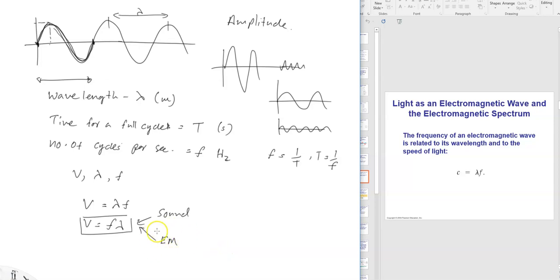Now, because we have another standard where we use the letter C for speed, we can modify this just for electromagnetic radiation. We can say C equals f lambda, right? Remember, C is in meters per second, f is in hertz, lambda is in meters.